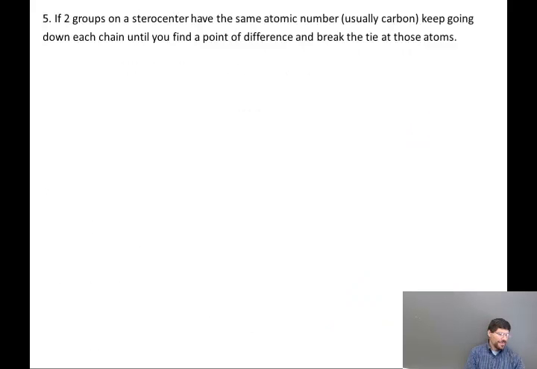Now, this is a relatively simple case because the stereocenter had a chlorine, an oxygen, a carbon, and a hydrogen around it. What happens if two groups on the stereocenter have the same atomic number, usually carbon? Well, then what you need to do is keep going down each chain until you find a point of difference and break the tie at those atoms. 2-butanol is a fairly easy example to do. I'm actually going to do an example that's a little more difficult to illustrate this concept.